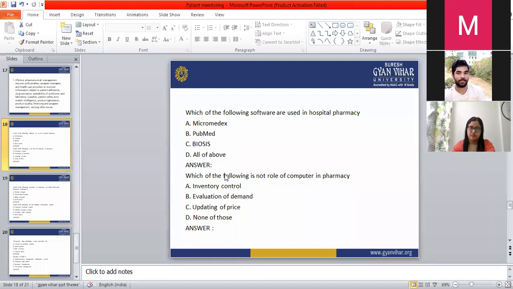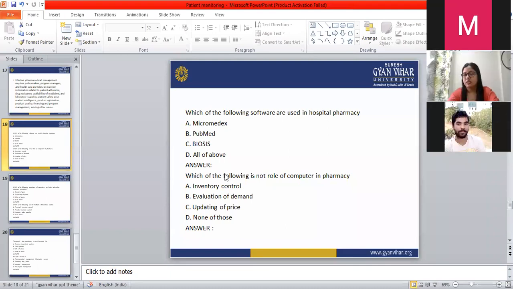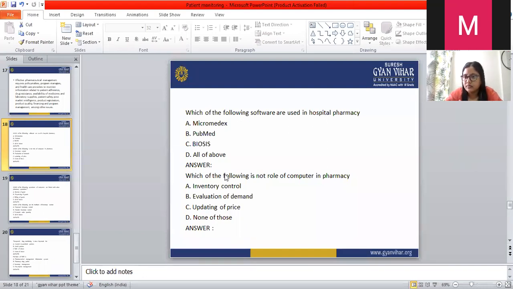Naseem. Ma'am, inventory control. इन्वेंट्री कंट्रोल फार्मेसी कंप्यूटर का रोल नहीं है इन्वेंट्री कंट्रोल में. What is the... okay Naseem, tell me what is inventory control. Do you know what is inventory control? No, ma'am. I have told you that inventory control is stock management. Okay, stock management is only easily possible with the help of the computer.